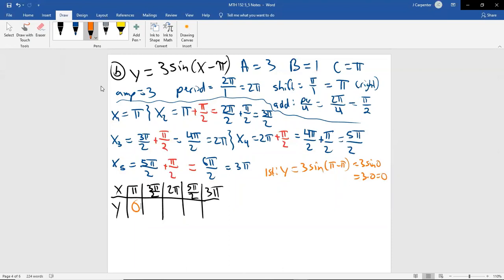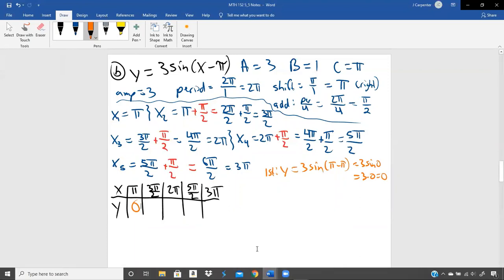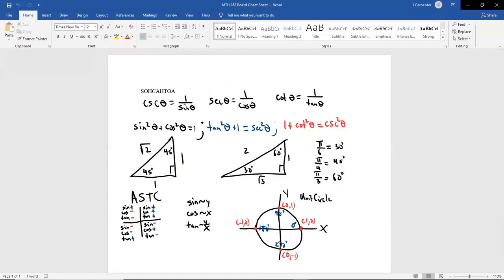Remember, sine of the quadrantal angles takes on the y-coordinate of the unit circle. Again, I didn't show it, but I went back to, whoops, this. We were here. The y-coordinate was 0.